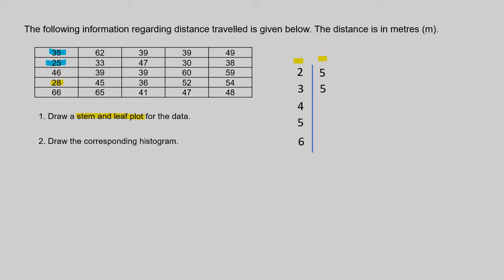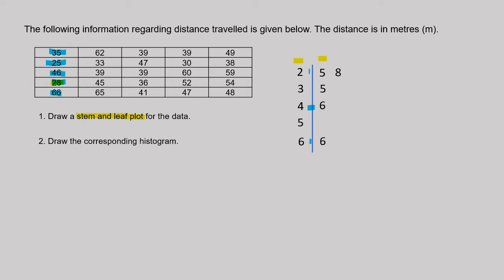The next number, as you can see, is 46. 46 obviously will be coming down in the 40s column. The next number is 28, which means it'll go in the 20s column up here. The next number is 66. It goes down into the 60s column, and that's 66.